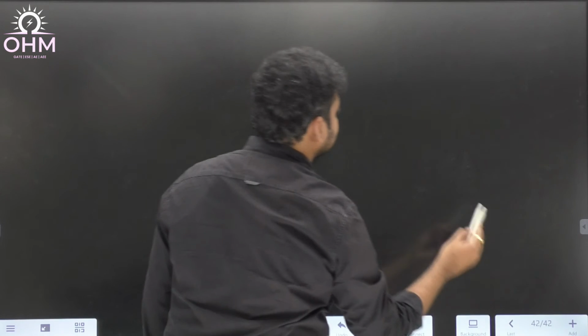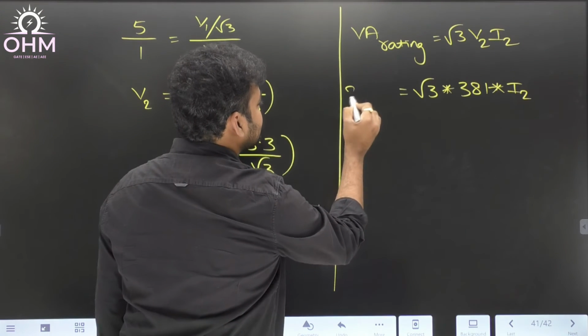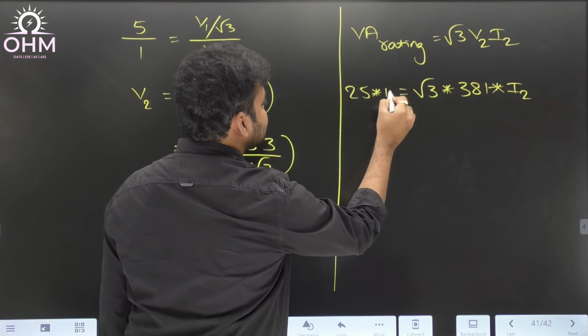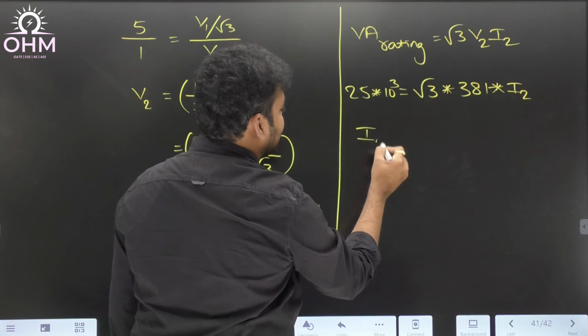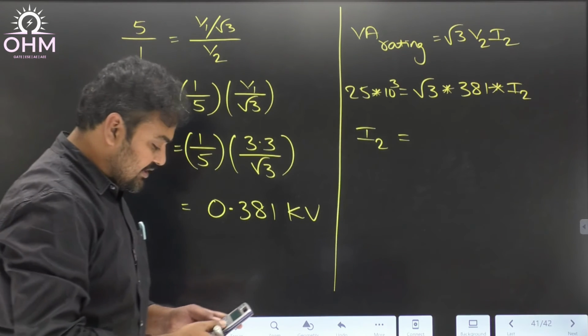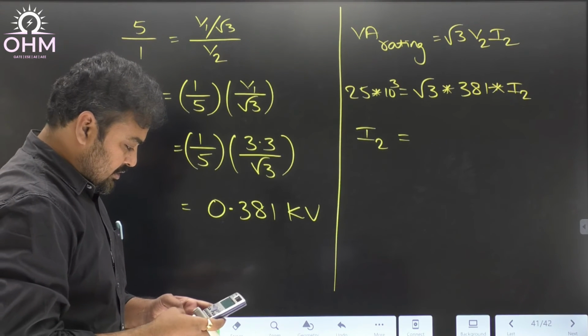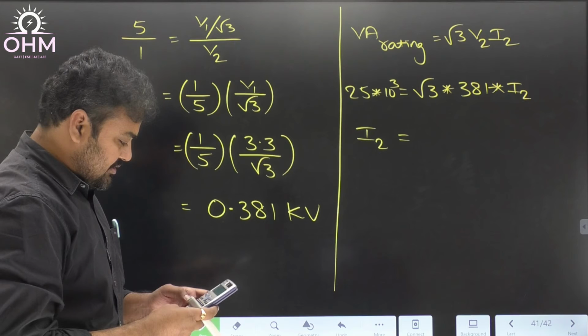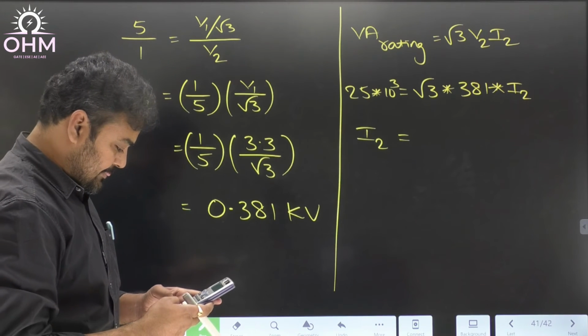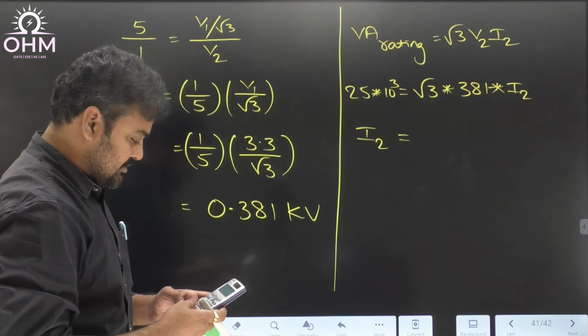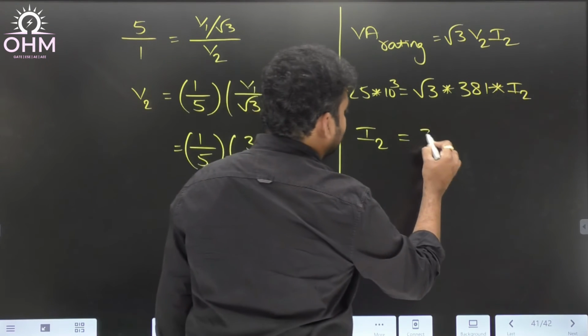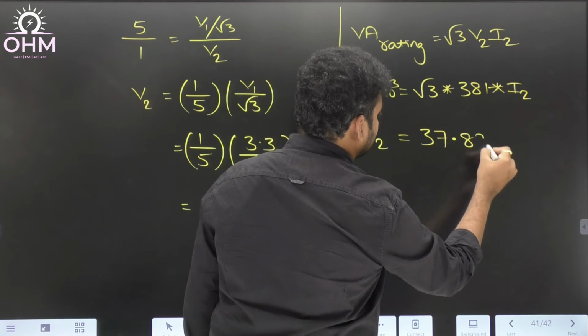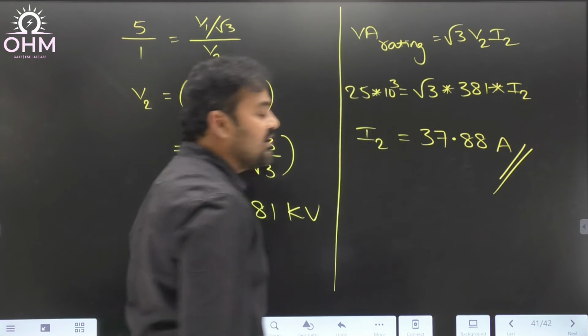Just substitute. So 25 kVA means 25 into 10 power 3. So you will get the answer for output line current. If I substitute 25 kVA divided by root 3 into 381, I am getting 37.88 ampere. So this is going to be the secondary line current.